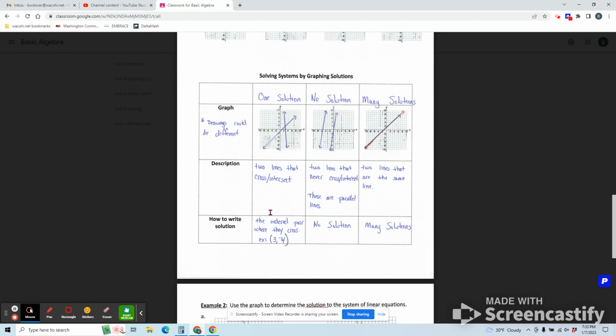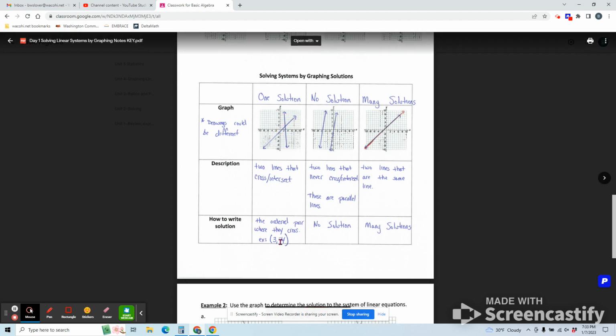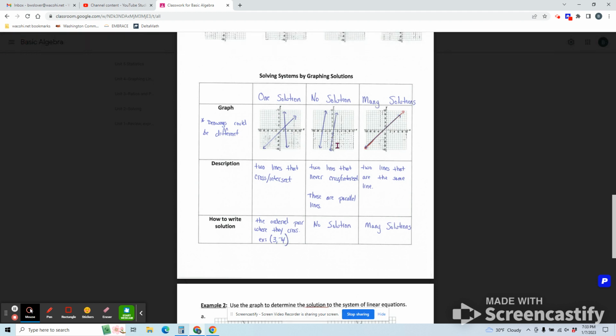So it could be like 3, -4, 7, 10. By the way, this does not match this. I just made up this ordered pair. The second way that you could have a system of equations have a solution could be no solution, which means I have 2 lines that don't intersect, they don't cross. So that would be my description, 2 lines that never intersect or never cross. They are parallel lines. If that ever happens, if you draw that, we would write no solution. There is no x and y value that will make both equations true.